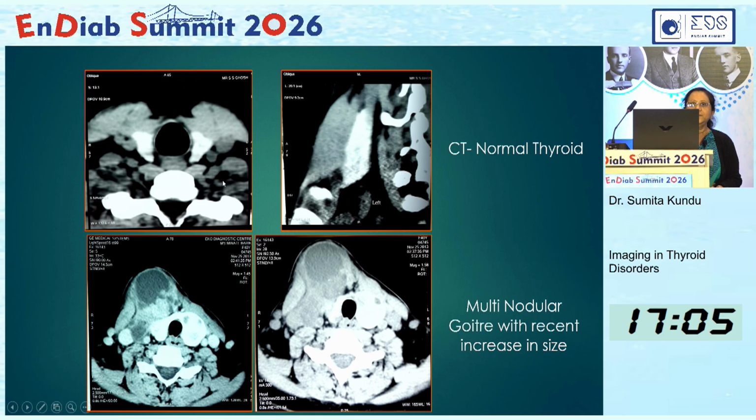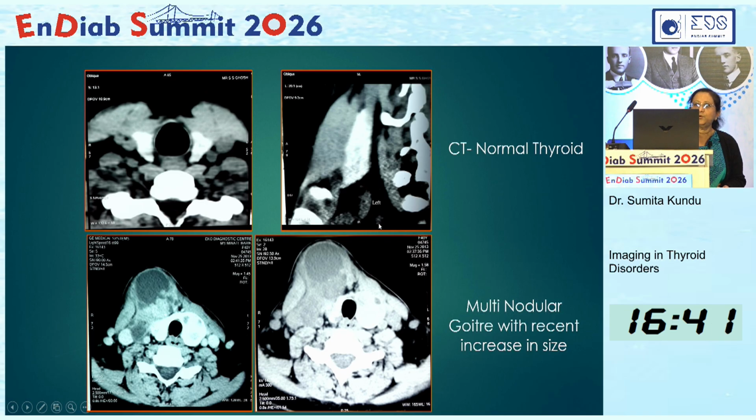These are normal appearance of the thyroid gland on CT scan. This is an axial image and this is a sagittal image. This is the right lobe and the left lobe and the trachea in between. Because iodine will be there in a normal thyroid gland, they show increased density or hyperdensity on CT scans, and this is a normal thyroid.